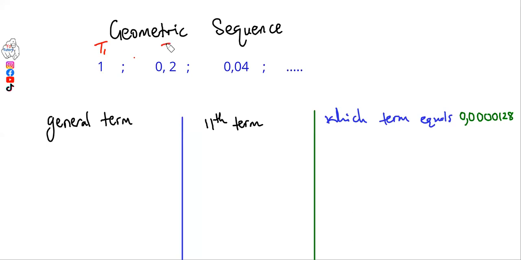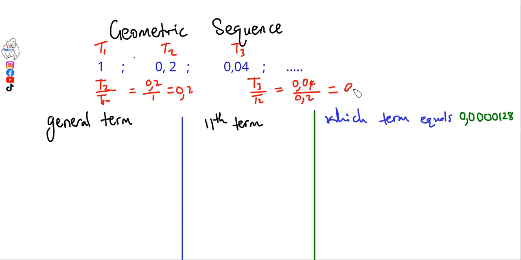Here is T1, T2, T3, and we know that this is a geometric sequence already. But if you are given the question without knowing the sequence, you need to divide. T2 over T1 is 0.2 over 1, which is 0.2. And T3 over T2 is 0.04 over 0.2, which also gives 0.2. So in this case, our R is equal to 0.2.